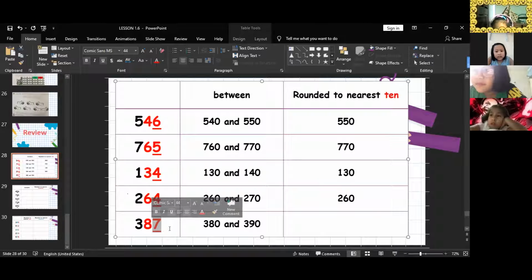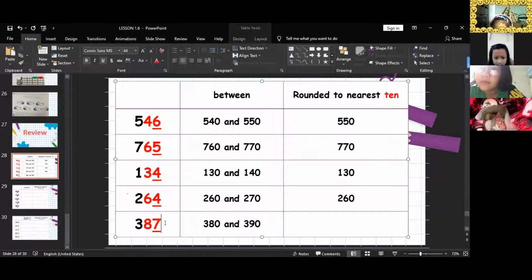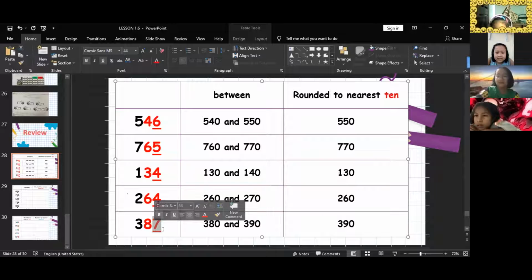Okay, round up or round down? Up or down? Down. Down, are you sure? Yeah. What then? Round up or round down? Round up. Okay, what is your answer? 380 or 390? 390. Very good. It's 390 because the number in one's place is 7. Thank you, Anda.